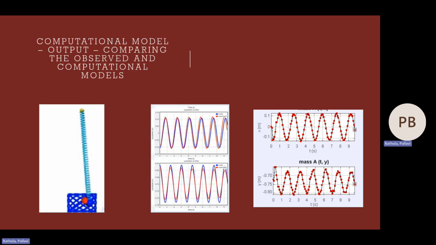So this is the output. The model that is outputted on the left has both the ball from the observed data and the ball from the computational data. And I found that both models matched in the beginning, but further distanced themselves as time went on. And looking at the graphs, the observed data on the right is done manually, so it may not have been as precise as the computational model on the left is.